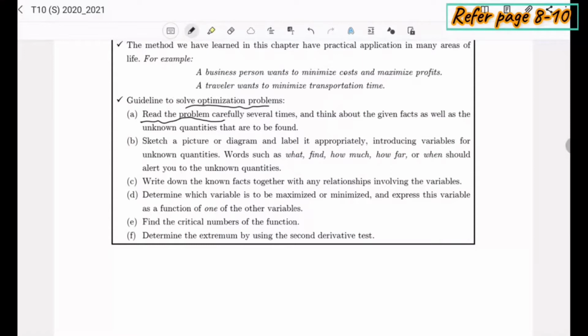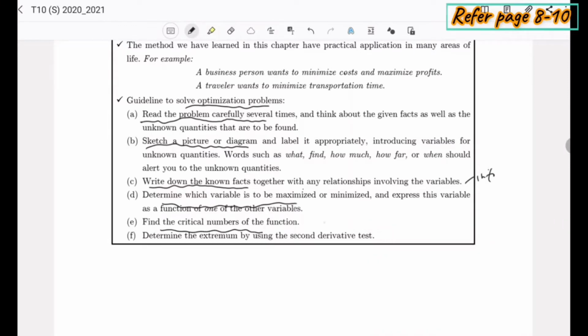First, you need to read the problems carefully, sketch a picture or diagram, write down the known facts together with any relationships involving the variables. So meaning you have to take out all the info. Okay, determine which variable is to be maximized or minimized.